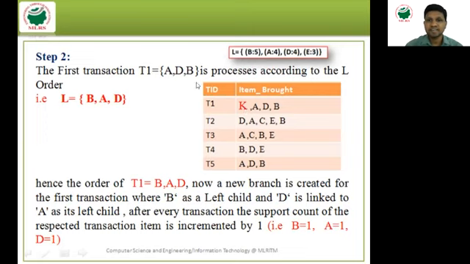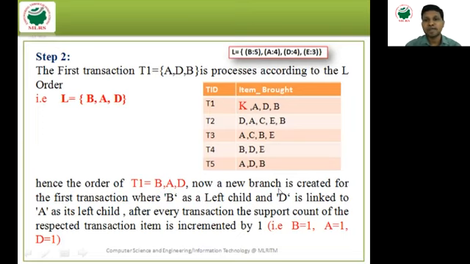Now again arrange by the L order list. What is the value of A? 4. D value is 4. B is equal to 5. So the rearranged order is B5, A4, D4. You have to do it like this, right? Hence the order of T1 is BAD.